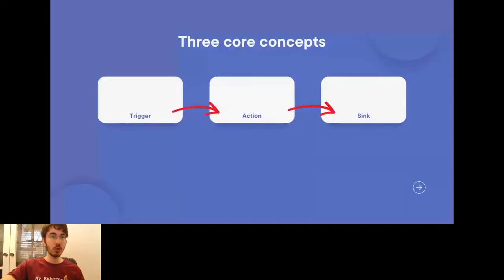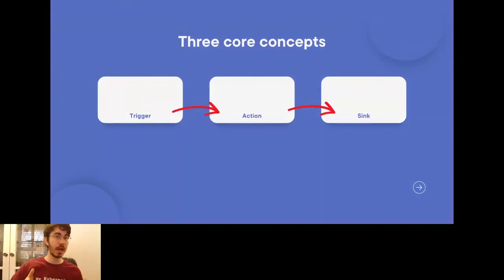There are three core concepts in terms of how Robusta works under the hood: triggers, actions, and syncs. Conceptually, a trigger is something that occurs in your Kubernetes cluster or outside of it that kicks off this automated workflow. An example trigger would be a Prometheus alert firing, meaning there's something wrong with your cluster, and that triggers a workflow.